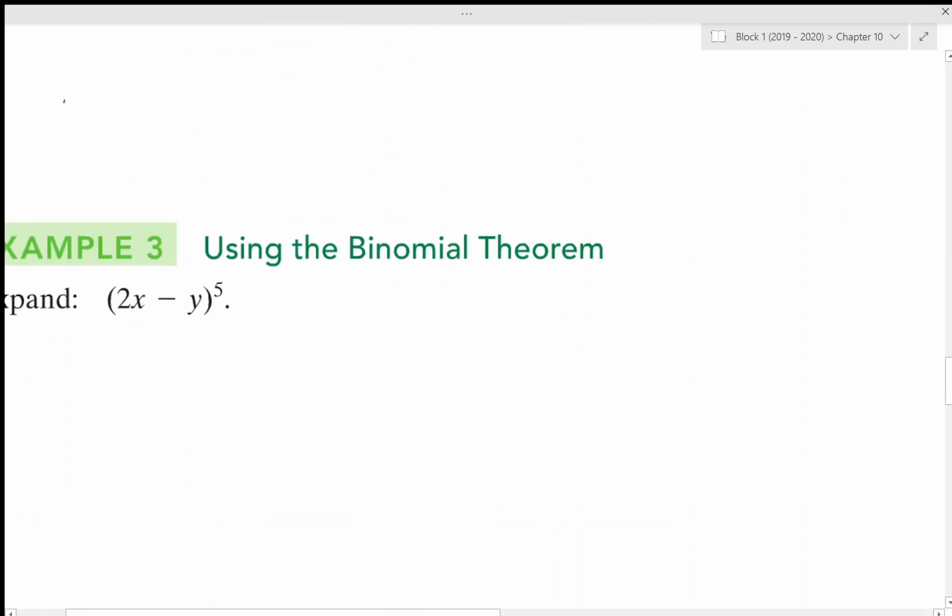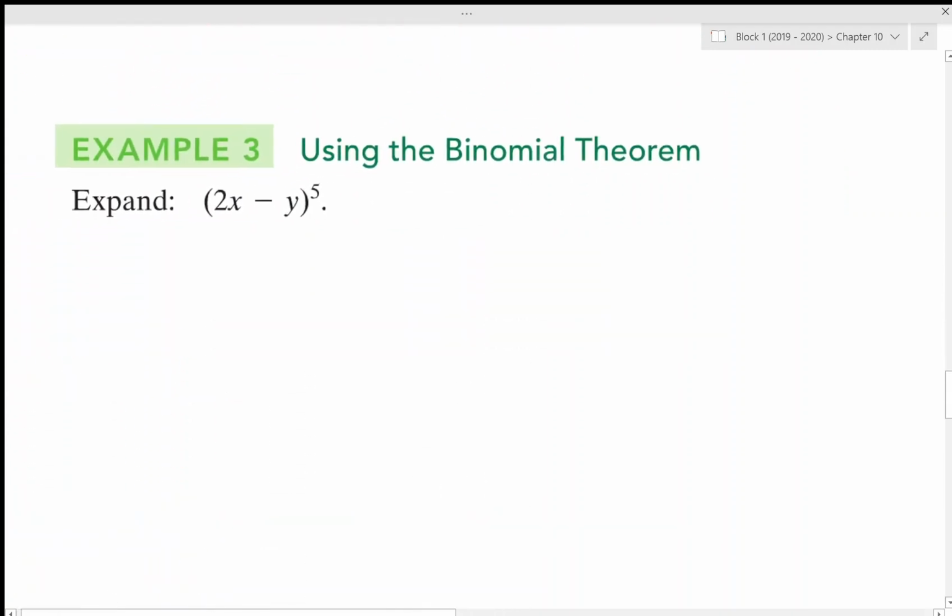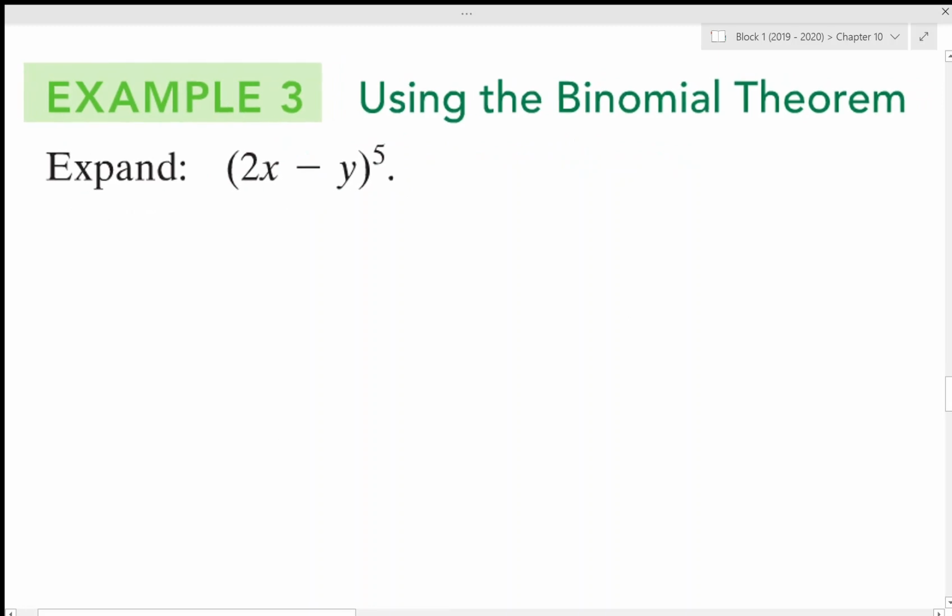Now what I'm going to do is I'm going to do example 3 with you guys, and then we're going to do the checkpoints on our own. So, expand the following. 2x minus y to the fifth. So, my first term is 2x, the whole thing. My second term is negative y. Keep the sign. And my power is my n, which is 5.